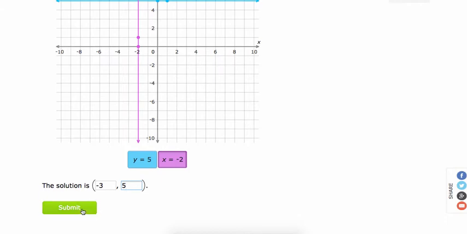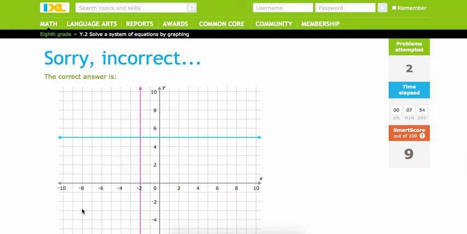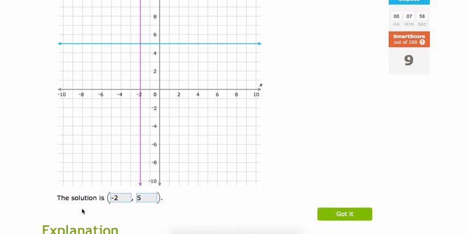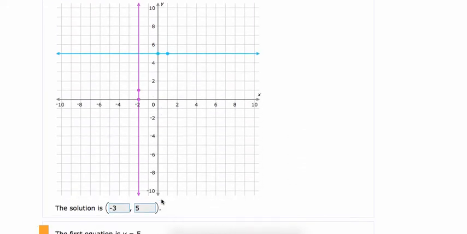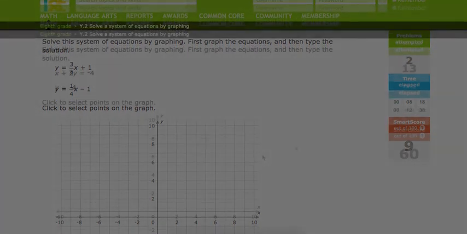And I hit submit. And it tells me that this is incorrect. It gives me what the graph should look like, what the solution actually is, and a step-by-step explanation of how these lines are supposed to be graphed and how to find the solution. Then I can click Got It. And it'll bring up the next problem for me to try.